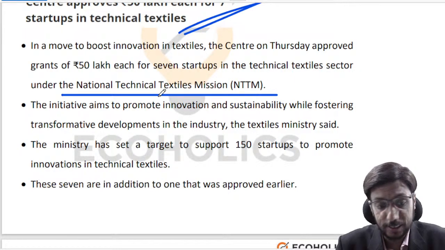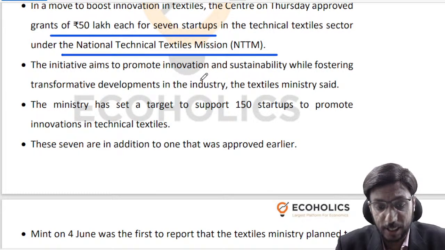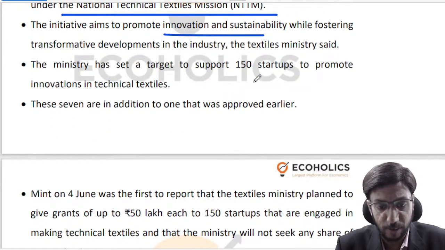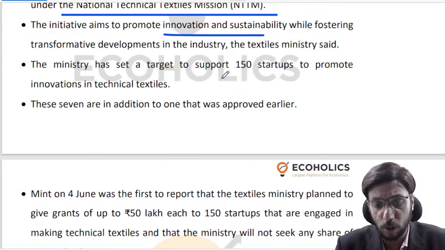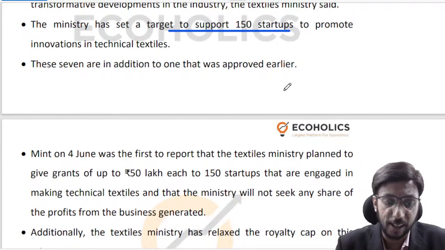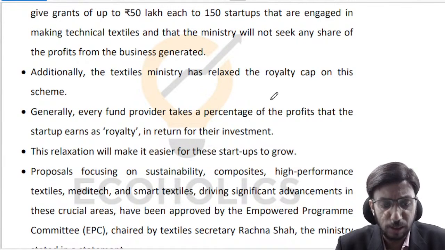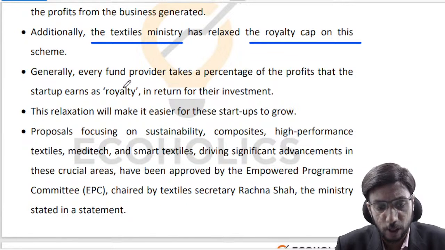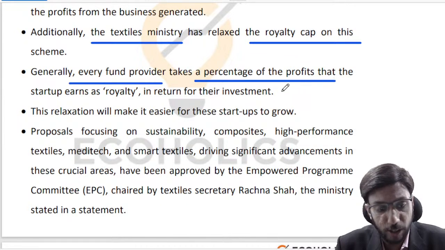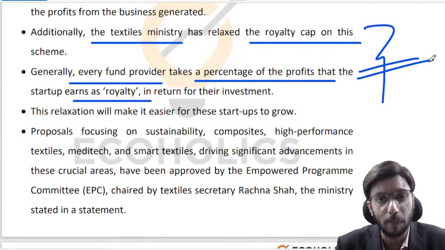What has happened is that 50 lakh rupees each has been provided to 7 startups in the technical textiles space, so that we can promote innovation and sustainability, etc. The textile ministry itself has set a target to support 150 startups so that we can promote technical textiles, right? I don't want to go into the details of this, but the important point is that the textile ministry has relaxed the royalty cap on this scheme. Every fund provider takes a percentage of the profit that the startup earns as royalty in return for their investments. Because if you are an investor, you are putting in the money, you need the money back, right? That's common sense. But they have relaxed the royalty cap.